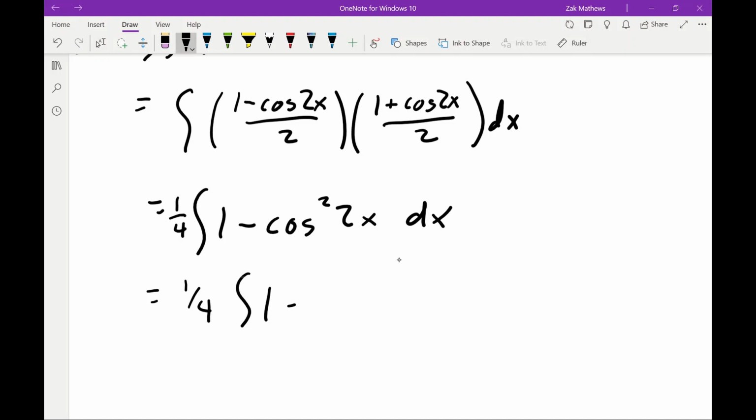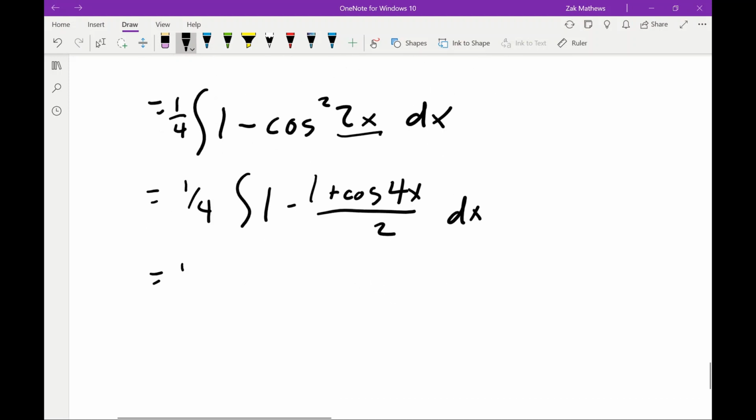So we'll have minus 1 plus cosine. Our initial angle is 2x, so we need to double that. It's going to be a 4x over 2 dx. And so now everything here we can find the integral for. We can find the antiderivative. 1/4 is going to be in front of everything. Antiderivative of 1 is x. Then we have a minus 1/2. That'll be a minus 1/2 x. I could have actually simplified those two things first. That would have been a little bit easier, but it doesn't matter. And then we'll have a minus.